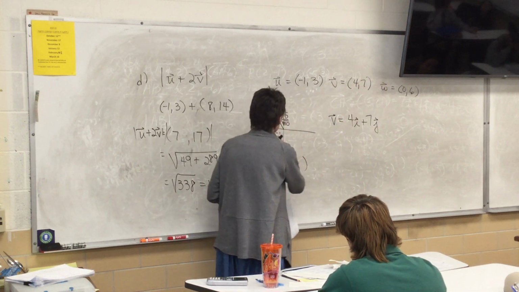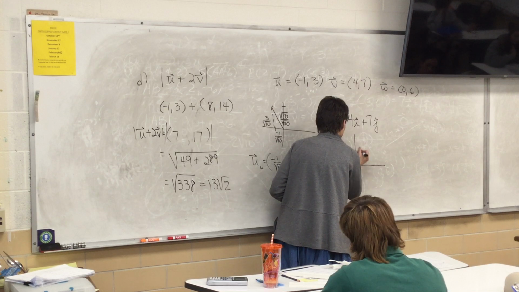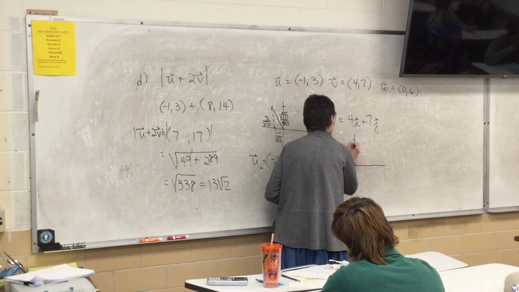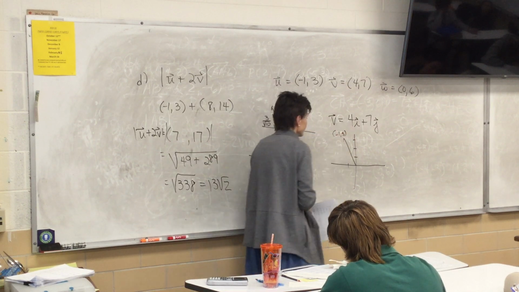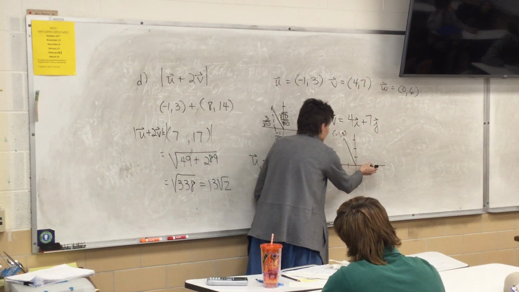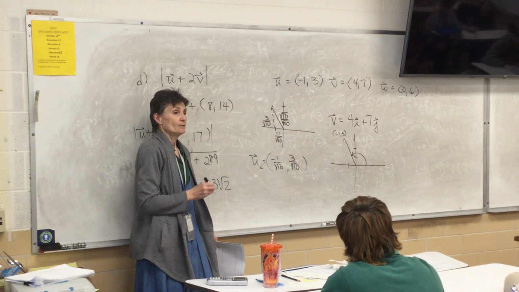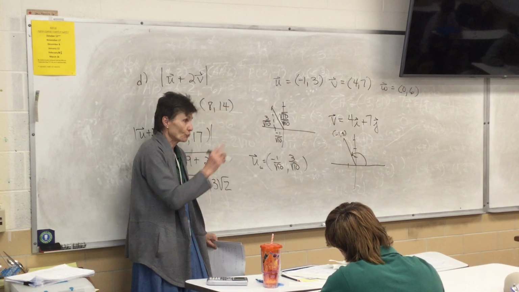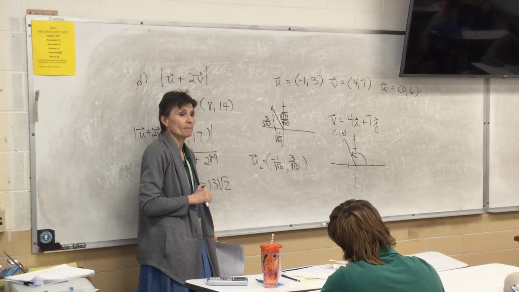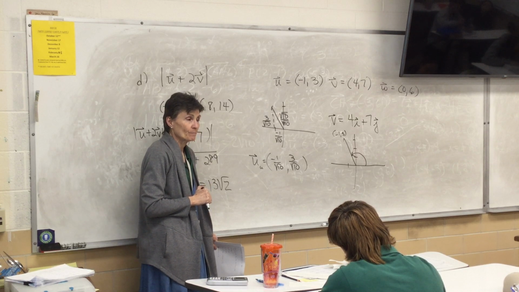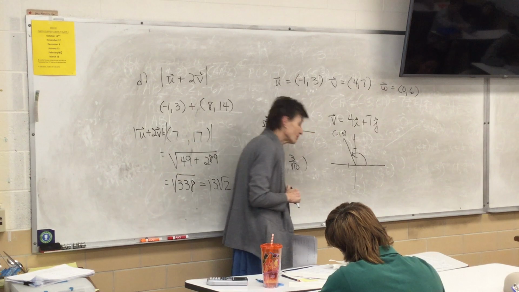Now, I need the direction of vector u. So vector u looked like this again. This was u. And this is its direction. The direction angle, the direction of the vector, is, where is it relative to the positive x-axis? So anybody have an idea on how we might find the direction angle?